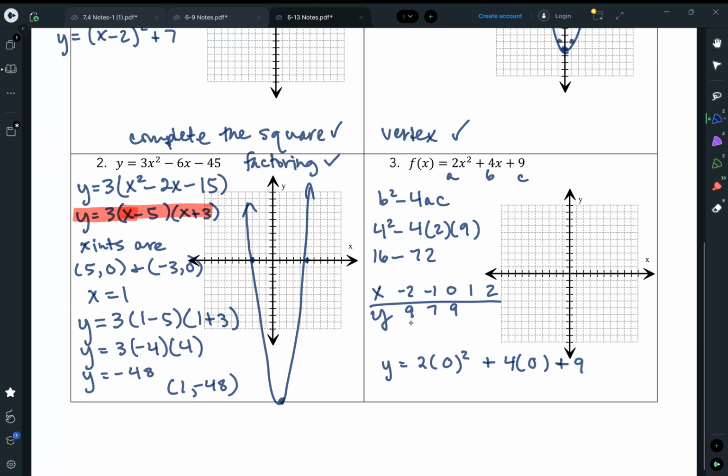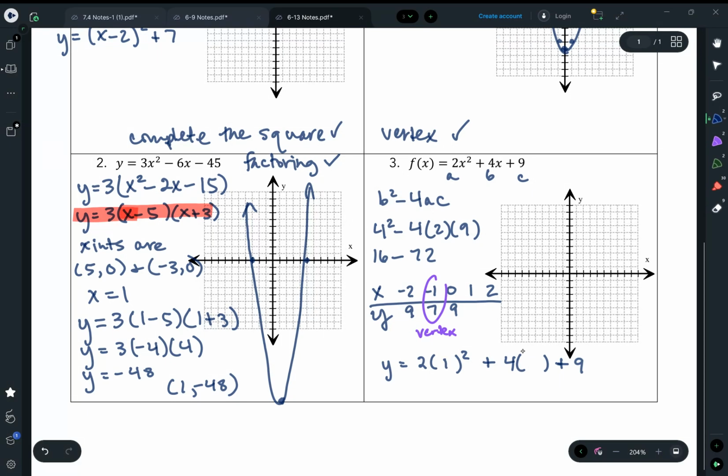And this is good. So I can see symmetry now, right? If I see symmetry, that tells me that I am getting a parabola, and that this one right here is going to be my vertex. That's what that tells me. So let's try one more point just to get a better idea of this graph.